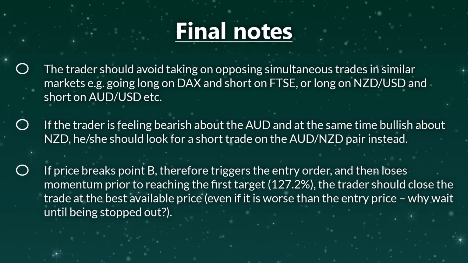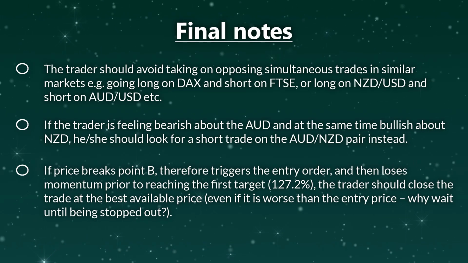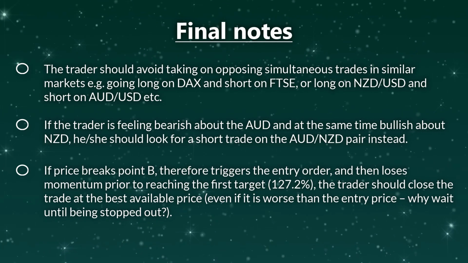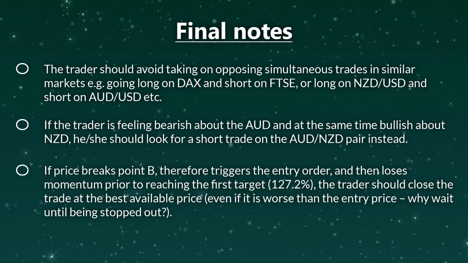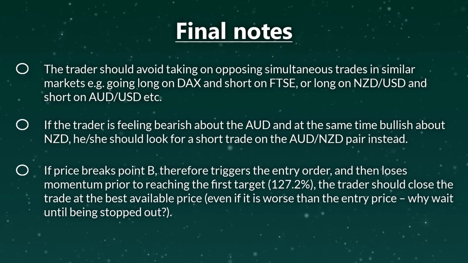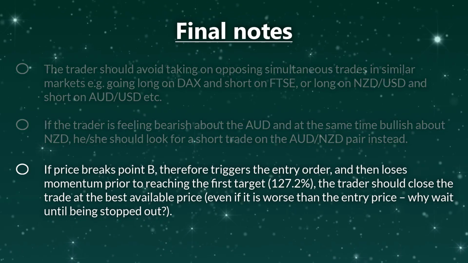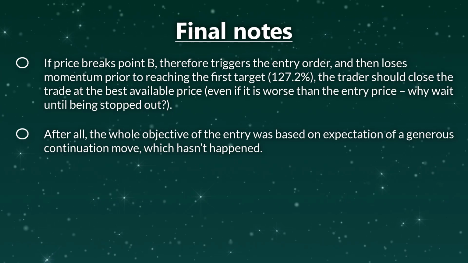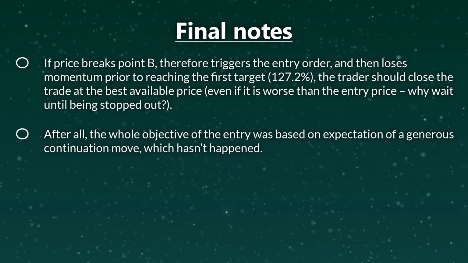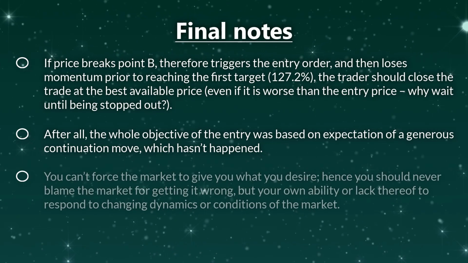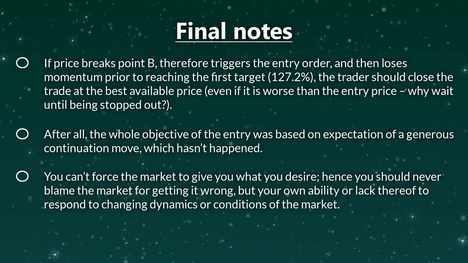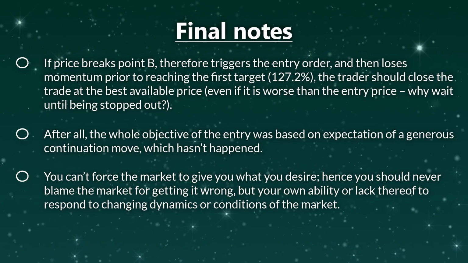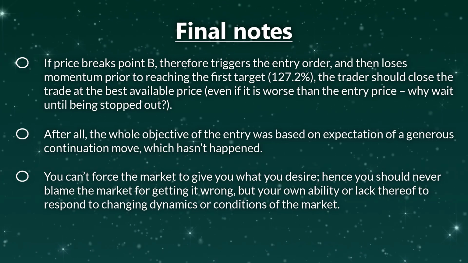If price breaks point B, therefore triggers the entry order, and then loses momentum prior to reaching the first target, 127.2%, the trader should close the trade at the best available price, even if it is worse than the entry price. Why wait until being stopped out? After all, the whole objective of the entry was based on expectation of a generous continuation move, which has not happened. You cannot force the market to give you what you desire, hence you should never blame the market for getting it wrong, but your own ability or lack thereof to respond to changing dynamics or conditions of the market.